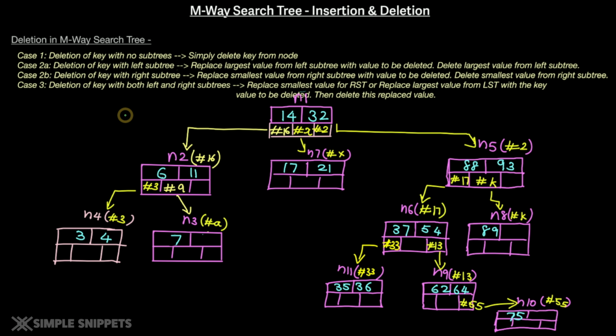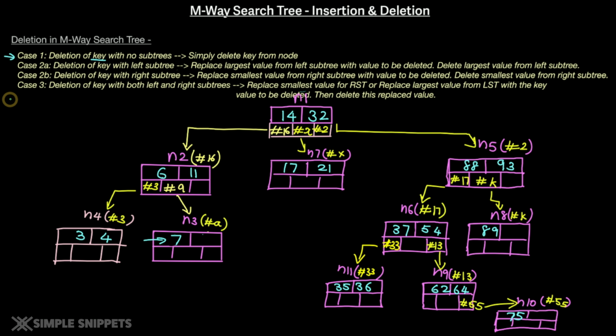Now in deletion we have 4 different cases. So the very first case is deletion of a key with no subtrees. So let's say you want to delete this key, this key, this key, or any of the keys which don't have further subtrees. Does this key 62 have any subtrees? No. But does this key 37 have any subtree? Yes, it has a left subtree. Remember, 37 has a left pointer #33 which is pointing to N11. So we are talking about case 1, which is deletion of a key with no subtree.